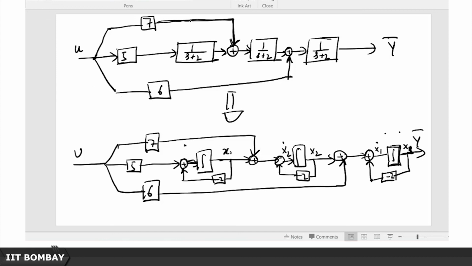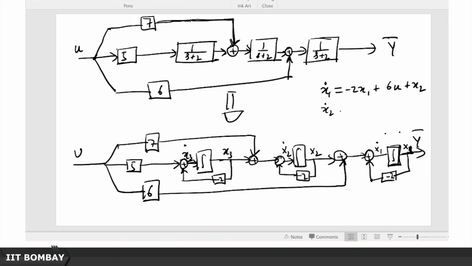So this is x3, this is x3 dot. Okay, fine. Let's go back to what we were doing earlier. So x1 dot is equal to -2x1 plus 6u plus x2, because this x2 is also coming in, remember, x2 plus 6u minus 2x1.